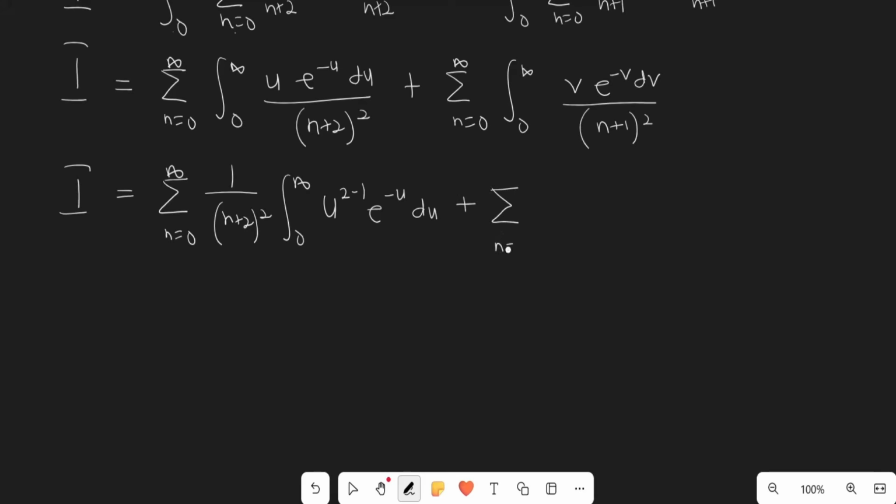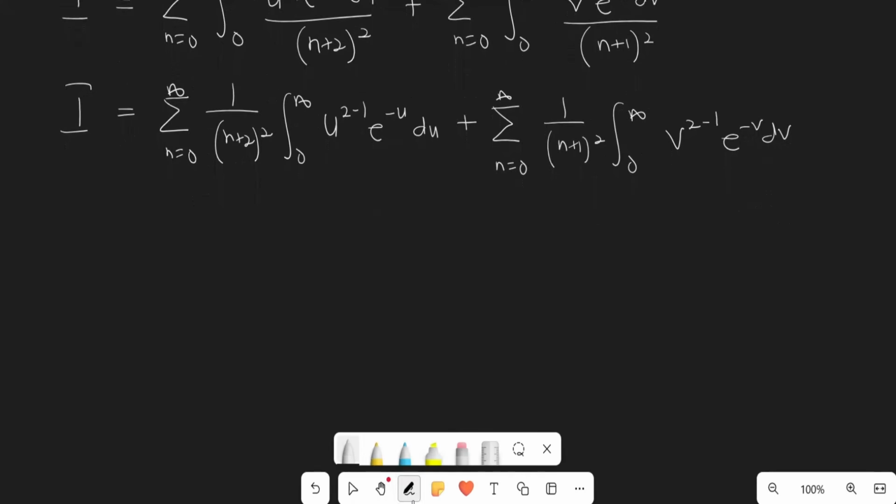The summation n from 0 to infinity of 1 all over n plus 1 squared, and then the integral from 0 to infinity of v raised to the power 2 minus 1, because 1 here can be written as 2 minus 1, and then e to the negative v.